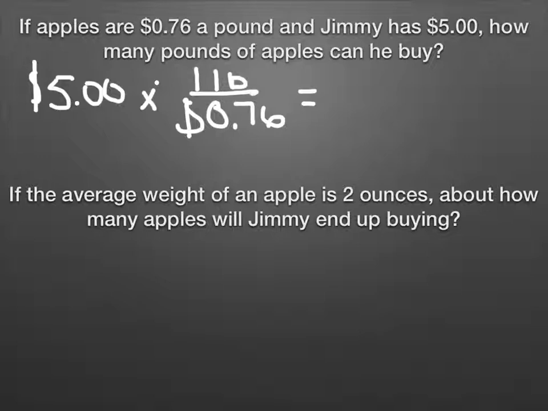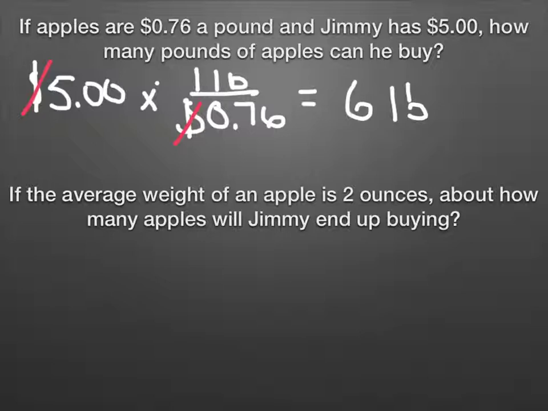So we cancel our dollar signs. That leaves us with pounds, and we multiply through to get 6.578 pounds. Now, we'll go ahead and round that since our significant figures were 1. So we can get 6 pounds of apples for $5. Or you could possibly round to 6.5.